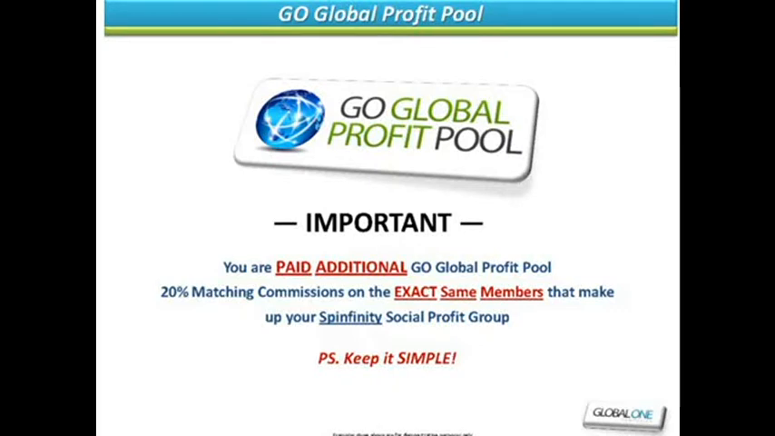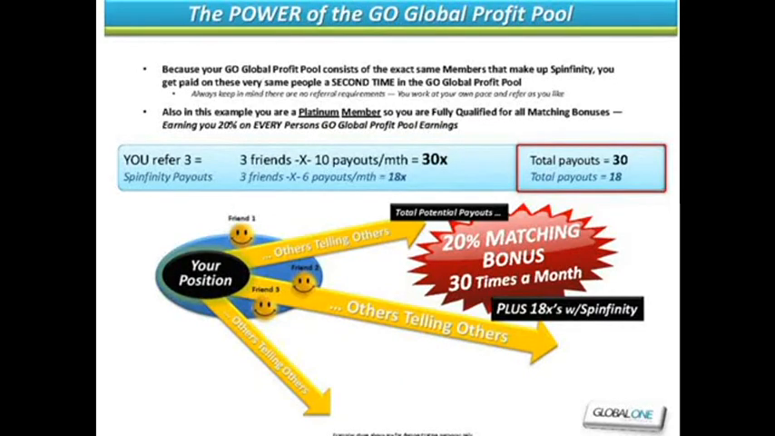All right. This is just a reminder. I've already said it 3 or 4 times. Keep it simple. You're paid additional money on the Go Global Profit Pool, 20% matching commissions on the exact same members you're making in your Spinfinity. So if you have 5, 10, 15, 20, 30, 40, 50, 100, 500, 5,000 people in your Spinfinity, it's the exact same people. You're paid the exact same amount per each of your profit pools, your social profit pools that get built as you refer and they refer others.